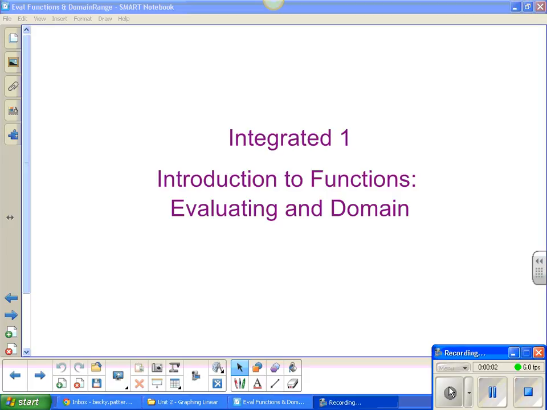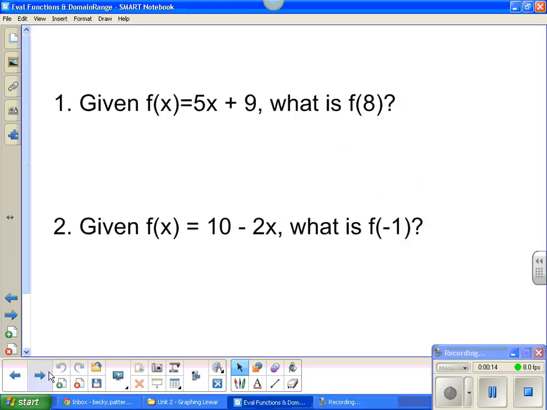Today we're going to start Unit 2 in Math 1, and this is going to dive a little bit deeper into linear functions. Today we're going to talk about evaluating functions and the domain of a function. So number 1 says, given f of x equals 5x plus 9, what is f of 8?